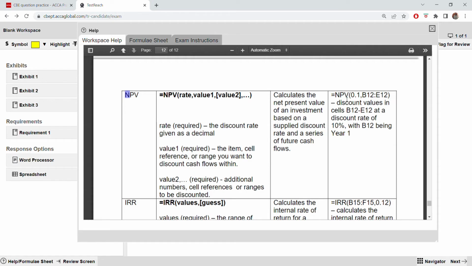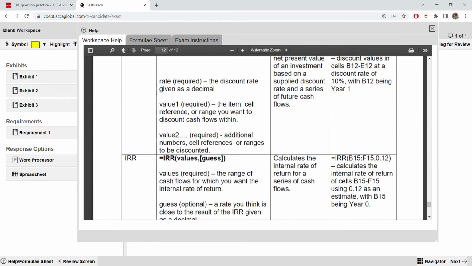You see here, equal to net present value, comma 0.1. Why 0.1? This is your discount factor. If it's 10%, 0.1. If it's 20%, 0.2. Then you drag the cell till where you want the net present value. When you're taking the cells, all are inflows, your future cash flows. We'll use it and see. We'll do both the manual method as well as this function, and see whether we get the same answer. If we get the same answer, good enough.